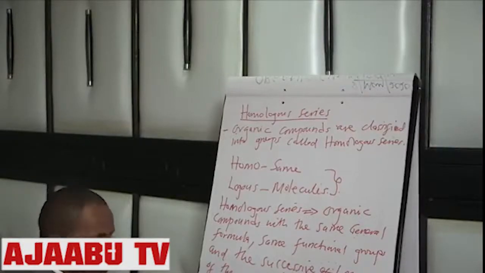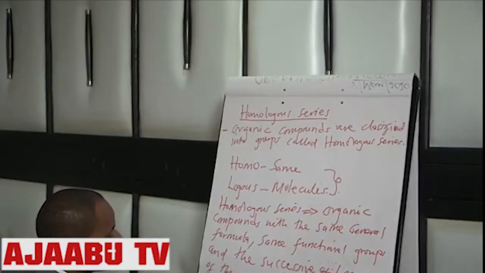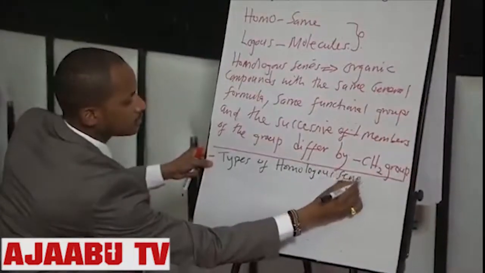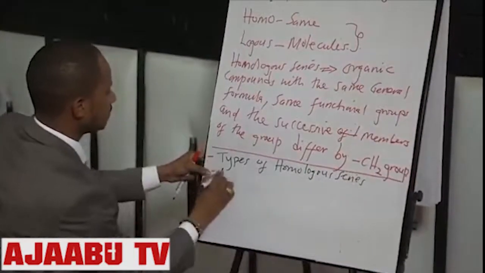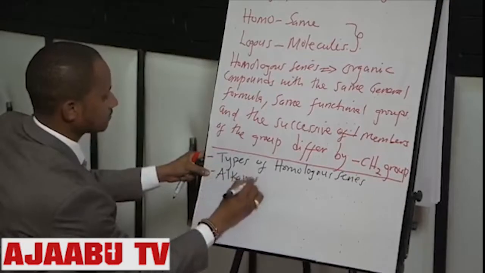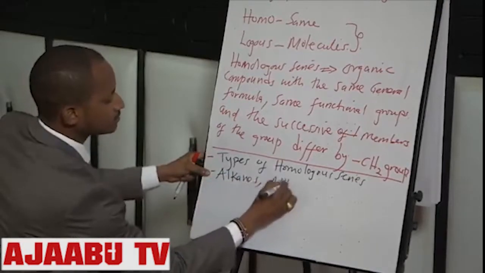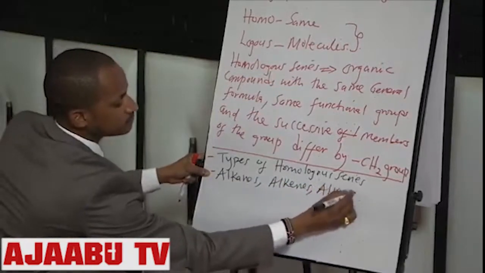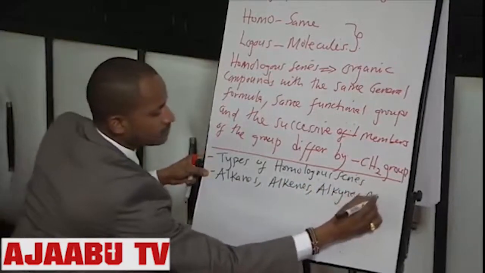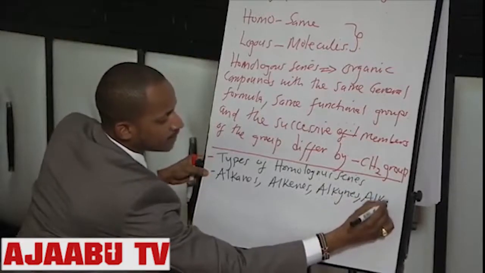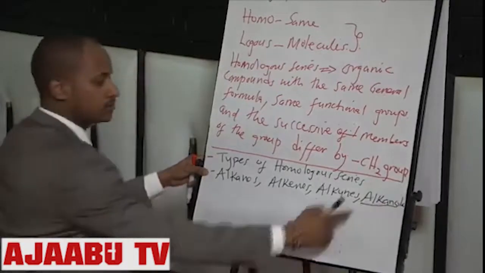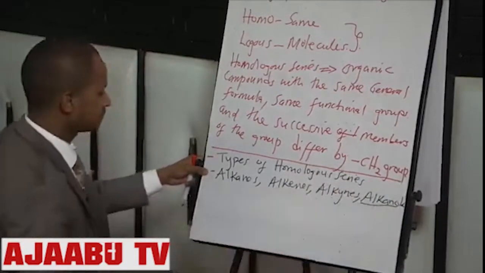Various types of homologous series. Types of homologous series. Number one, we have alkanes. We have alkenes. We have alkynes. We have alkanols. From alkanols, alcohol, we can get alcohol.